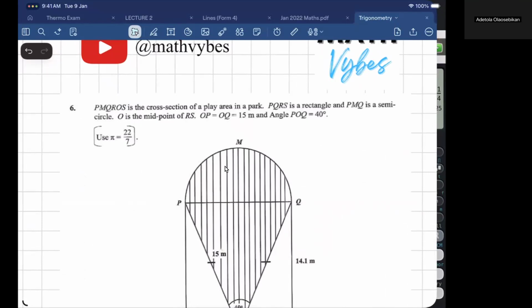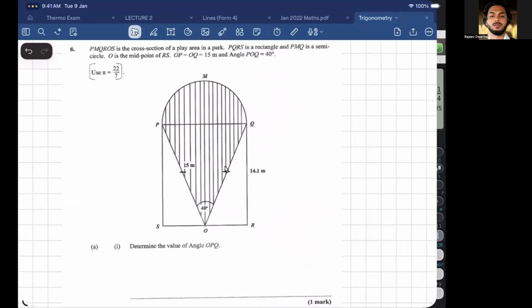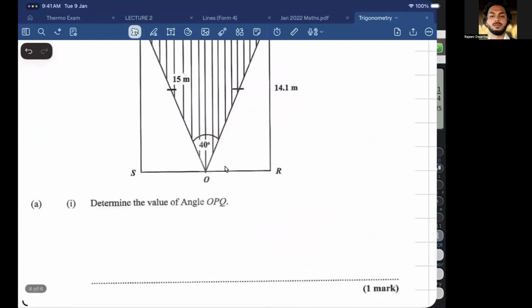PMQROS is the cross section of a play area in a park. PQRS is a rectangle and PMQ is a semicircle. O is the midpoint of RS and OP is equal to OQ, which is 5 meters, and angle POQ is 40 degrees. All right. And they're telling us to use pi as 22/7. Let's see how this is going to go. In the first part, they want us to figure out the value of angle OPQ.